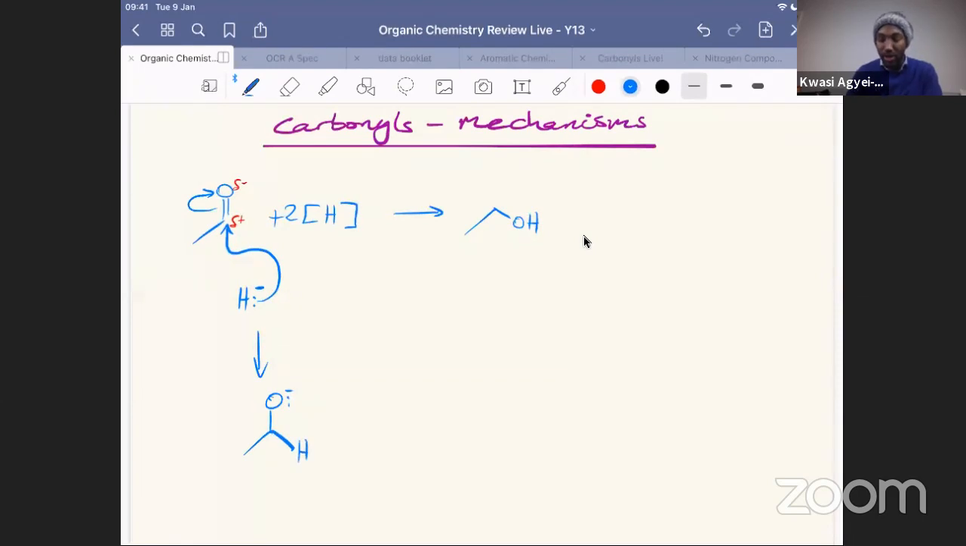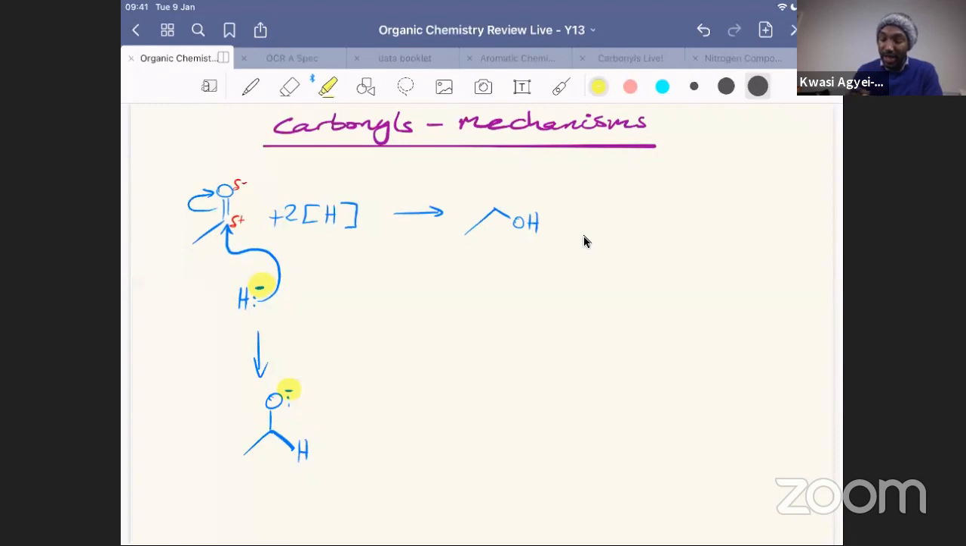So we've got that intermediate formed, and of course, if you pay attention to the charges, we've got a minus charge here, just as we had a minus charge over on the other side of the arrow. So the charge is always conserved. Always make sure that you're checking the charges of intermediates.